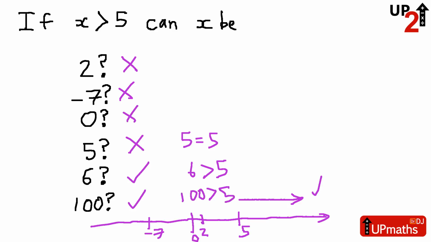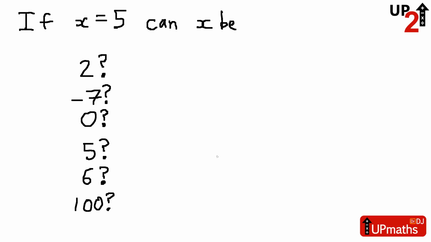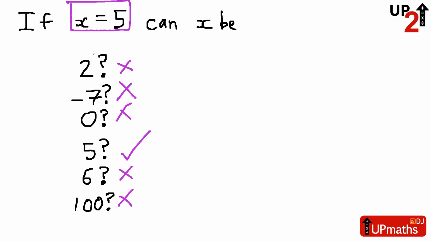Let's do another question. Okay, pause the video if you want to have a go in your own time. x can be 5, but it can't be any of the others, because we've just been told that x equals 5. That's what that math sentence means. So x can be 5, but it can't be anything else.